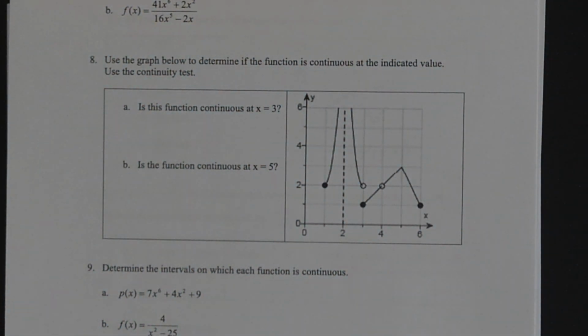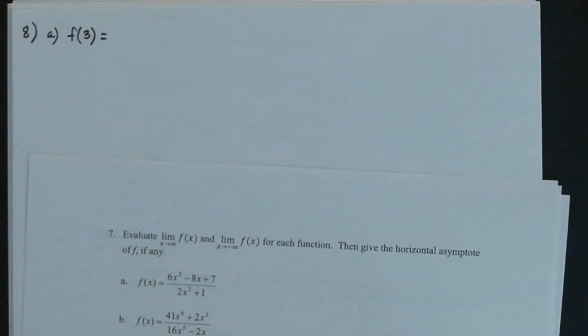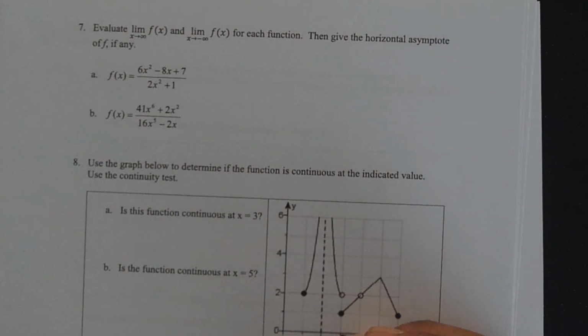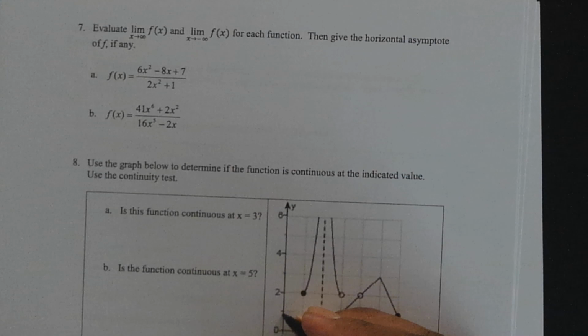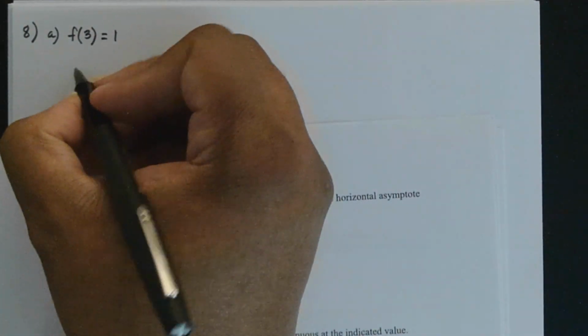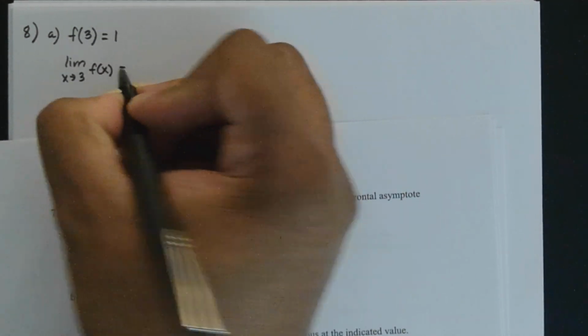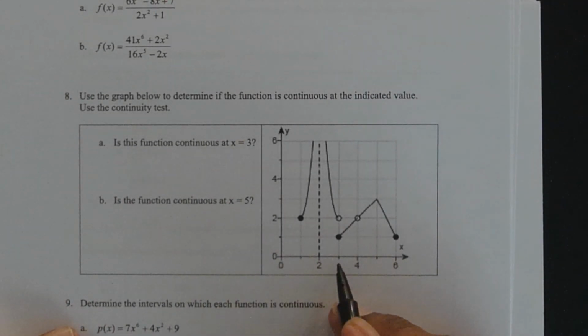The 3 things we need to know is this. Is the function defined at that x value? That's the first thing. So we look at f of 3. So at 3, we have a y value of 1. And then the limit as x approaches 3 of that function must exist. Let's take a look at 3.